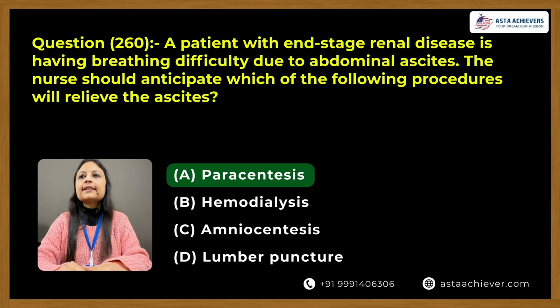Question number 260. A patient with end-stage renal disease is having breathing difficulty due to abdominal ascites. The nurse should anticipate which of the following procedures to relieve the ascites? Option A, paracentesis. Option B, hemodialysis. Option C, amniocentesis. And option D, lumbar puncture. So definitely to relieve the ascites, we need to perform paracentesis. So option A is the correct answer.